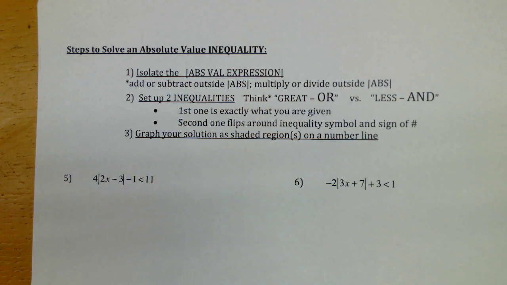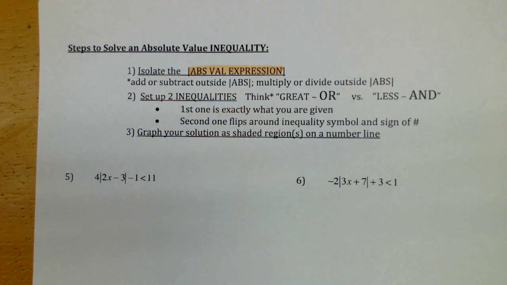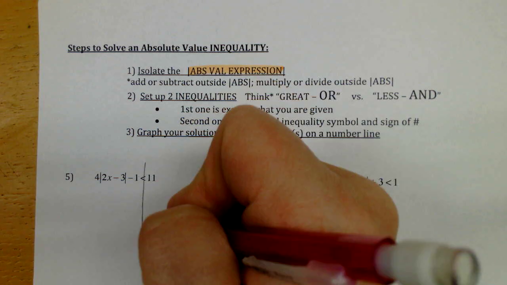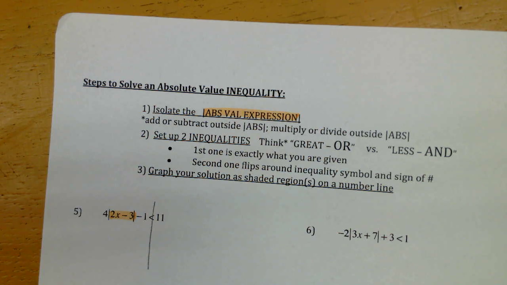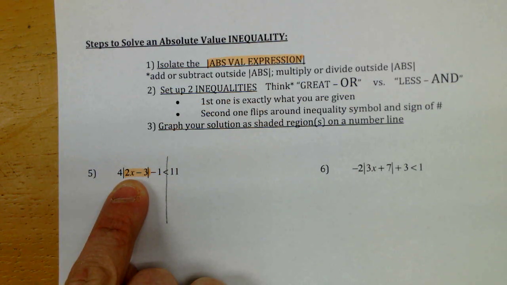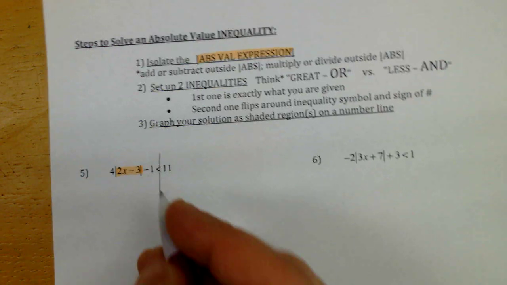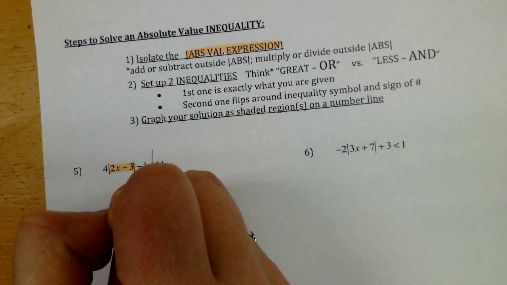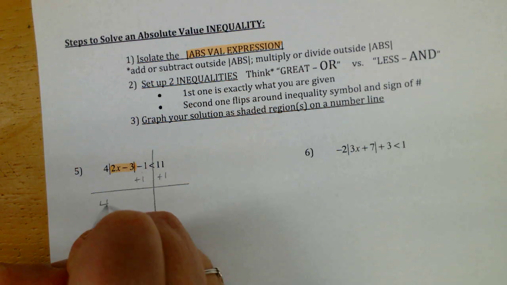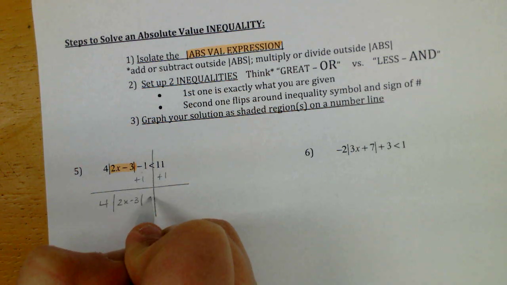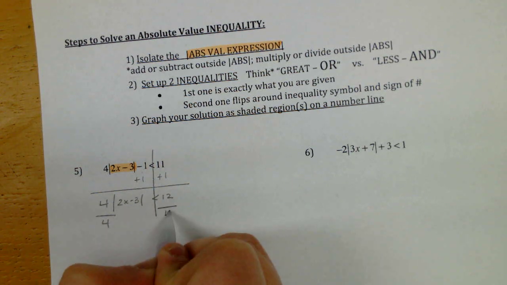Okay, so we're going to isolate the absolute value expression. So I'm going to put that in the orange just for a visual cue. So when I look over here, I have a lot going on. Take a look. I have a 4 times in the front, and I also have a minus 1 at the end. In order to solve these, we're going to first move the 1 to the other side. So I'm going to add 1 to both sides. Then I'm going to divide both sides by 4.